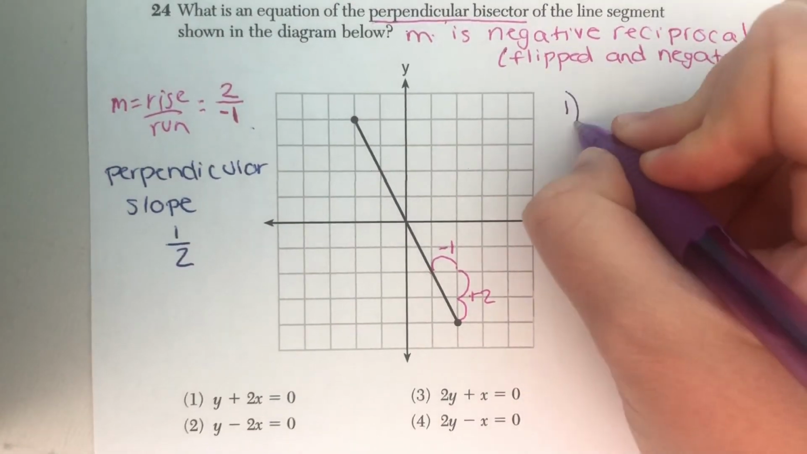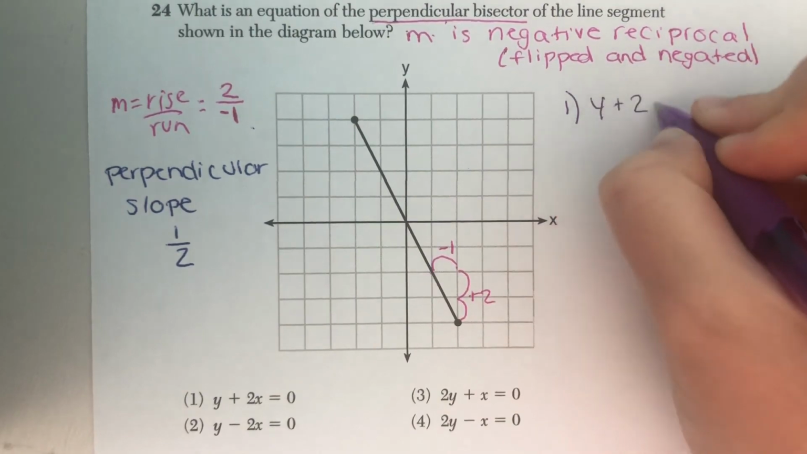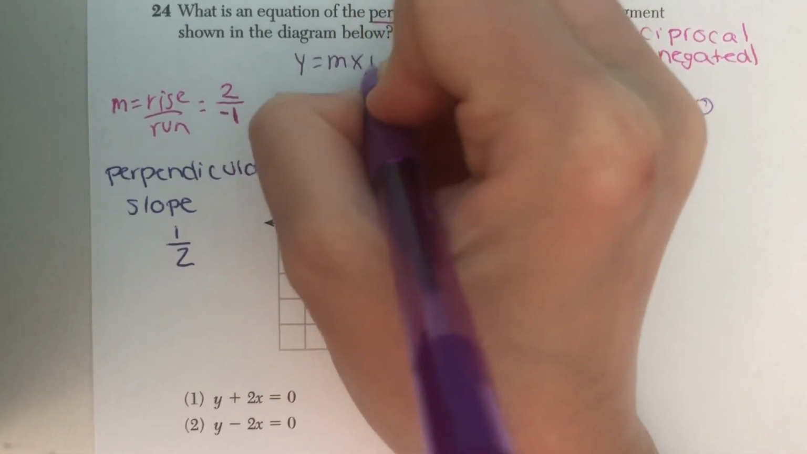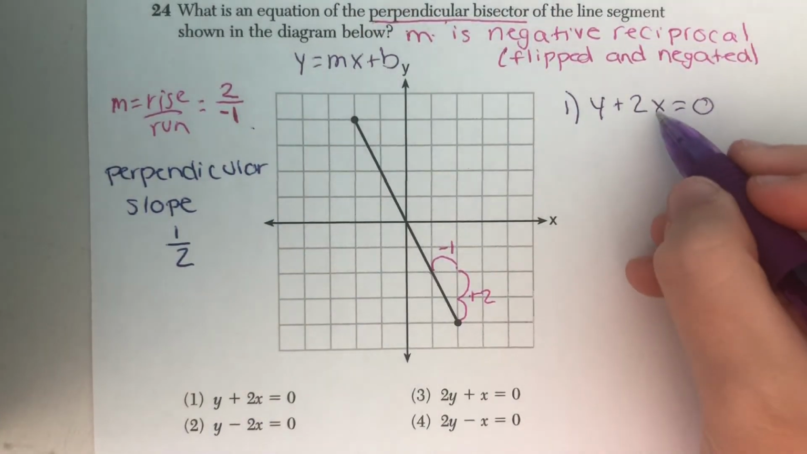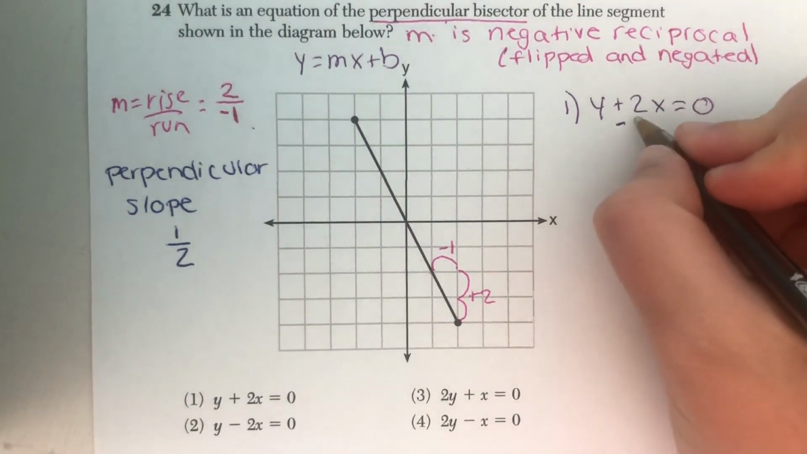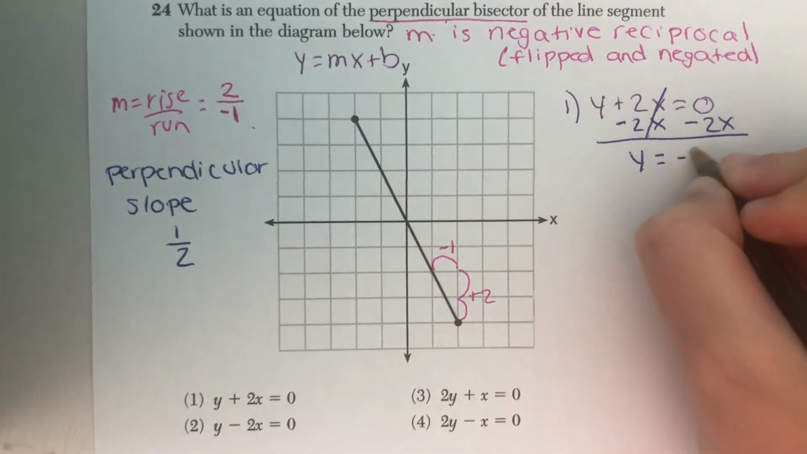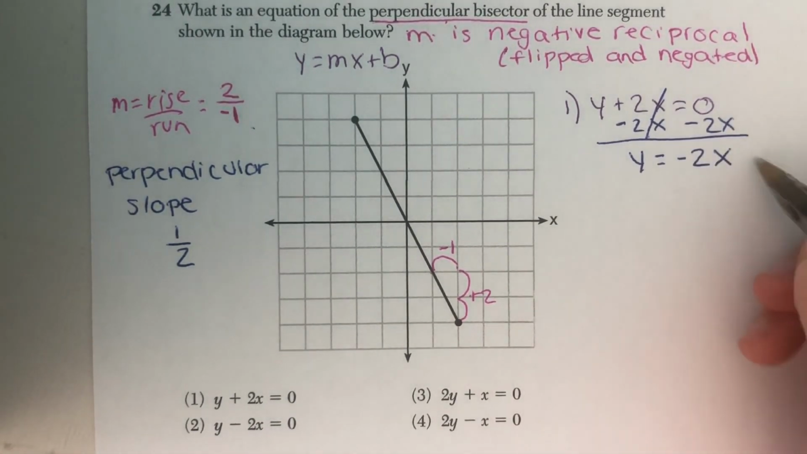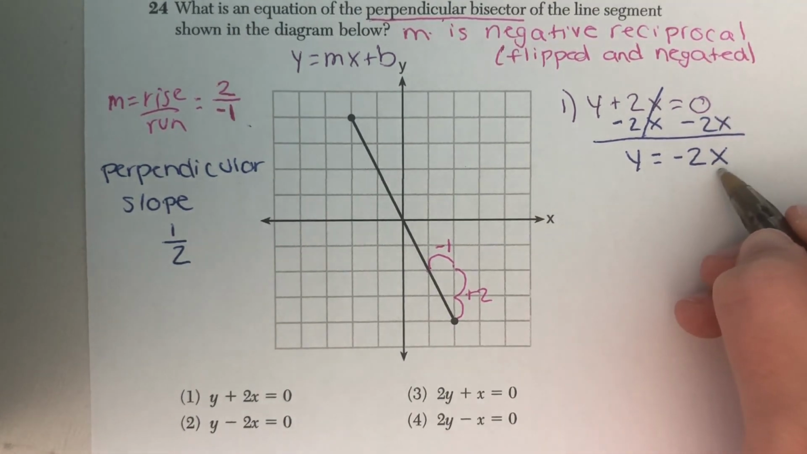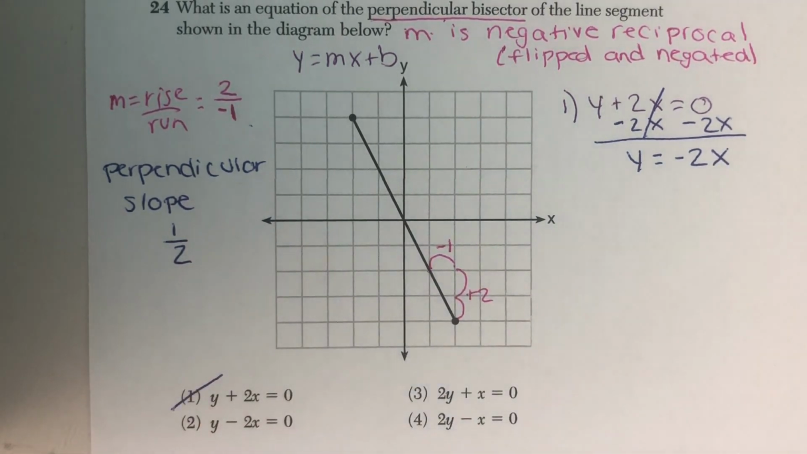Okay, so we're going to try choice 1 up here. So we're given y plus 2x equals 0. And remember, we want it to be in y equals mx plus b form. So the x is on this side. We want it away from the y. So I'm going to subtract 2x on both sides. And we're left with y is equal to negative 2x. And there's no y-intercept, it's just 0. So I can leave it as negative 2x. Does negative 2 match my perpendicular slope? No. So choice 1 is not correct.